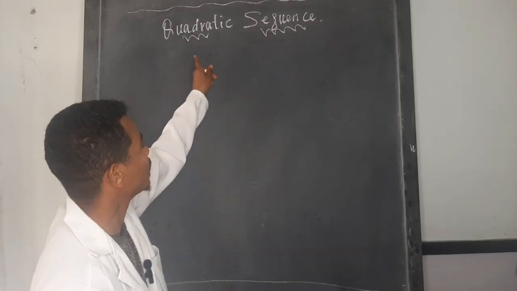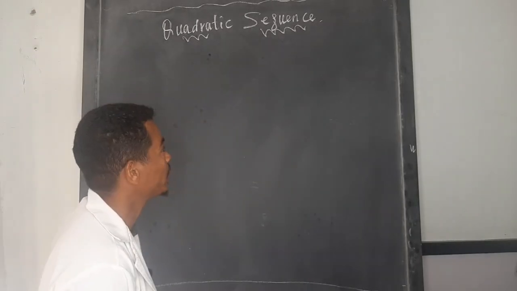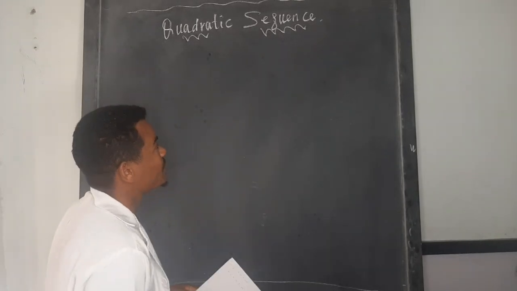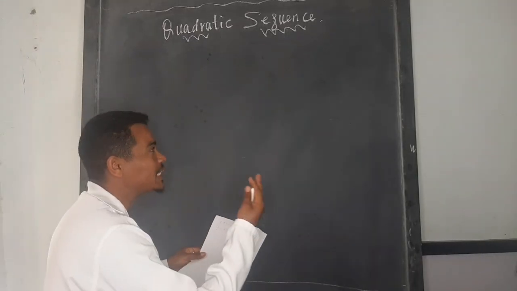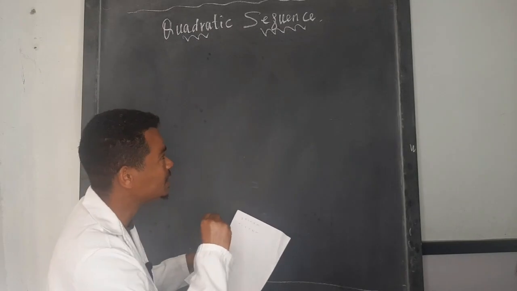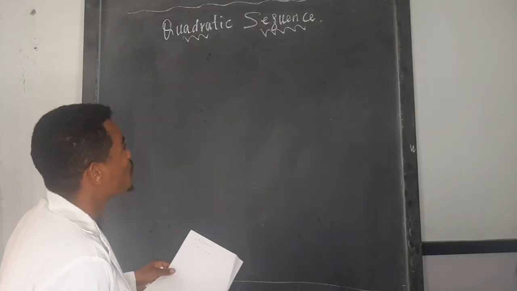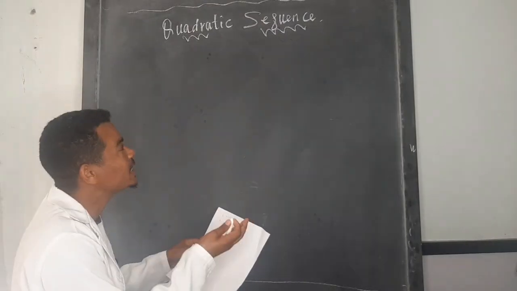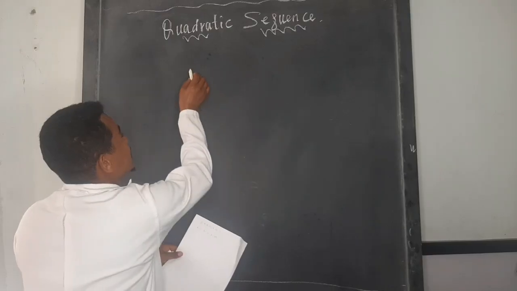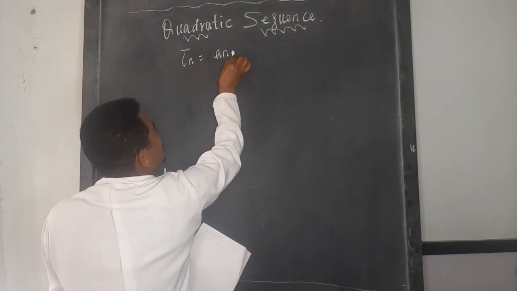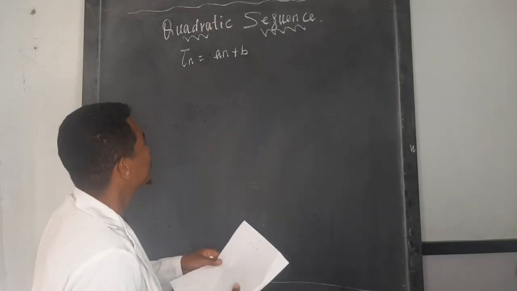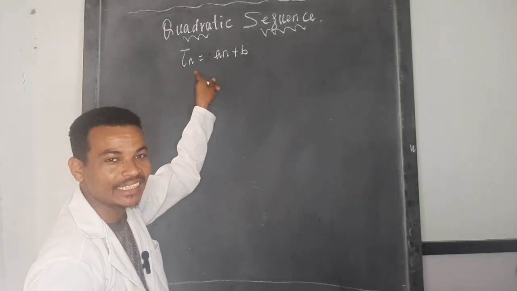Okay, today we'll try to see about quadratic sequences. In our previous videos, we have seen linear sequences. What does linear sequence mean? Again, what does sequence itself mean? And we have seen the general form of linear sequences, that is Tn is equal to an plus b.